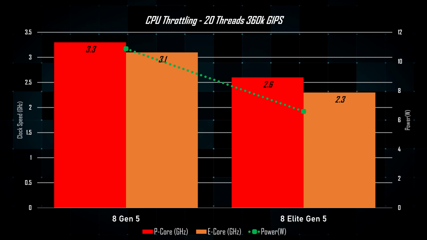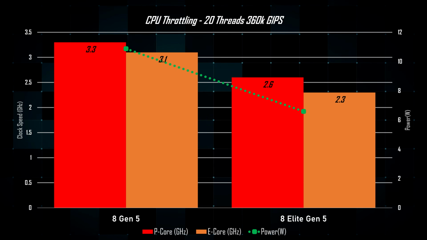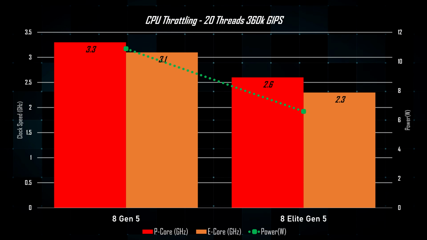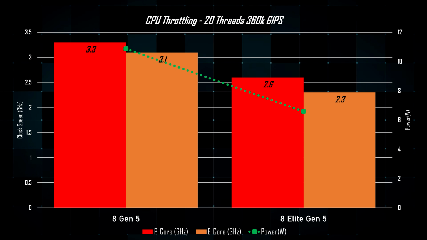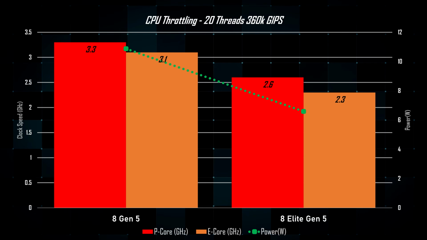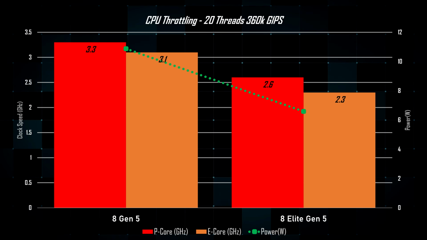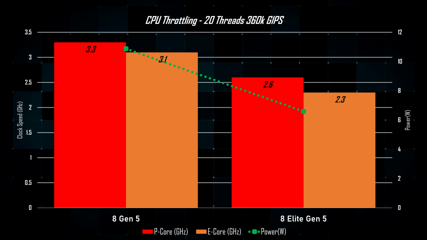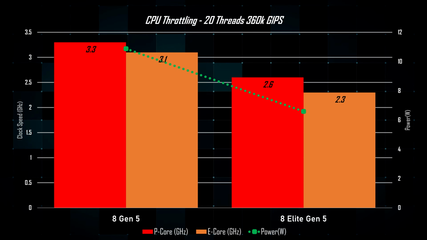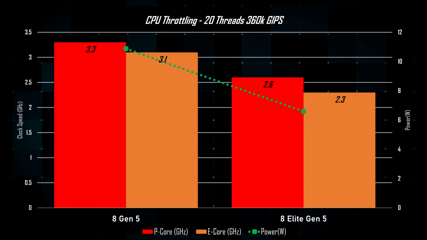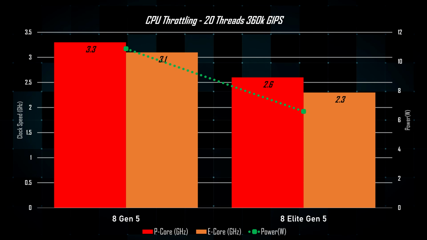Next, I used the CPU throttling test app to try to figure out the efficiency difference, but take this with a grain of salt. I am not very confident in this. So with 20 threads engaged with roughly the same amount of performance, that is an average of around 360 giga instructions per second, the 8 Gen 5 is running its two full performance cores at an average of 3.3 GHz and the so-called efficiency cores at a steady 3.1 GHz. All in all, consuming a whopping 11.6 watts. I guess this is the price you pay for pushing the P cores to the max.